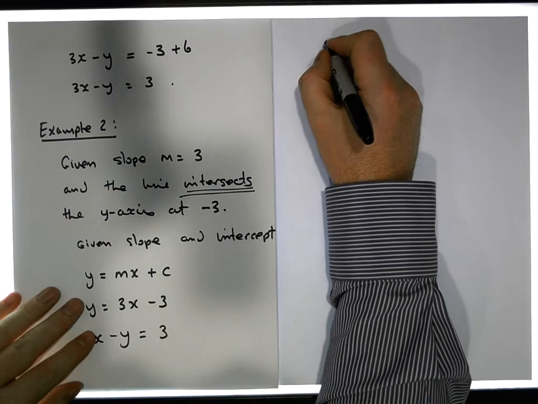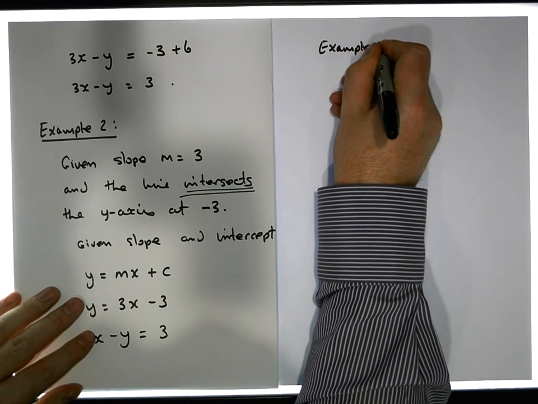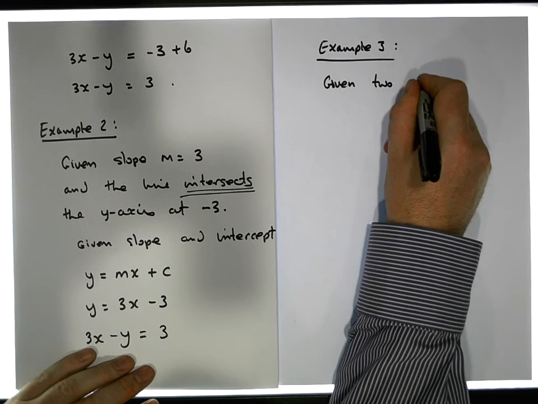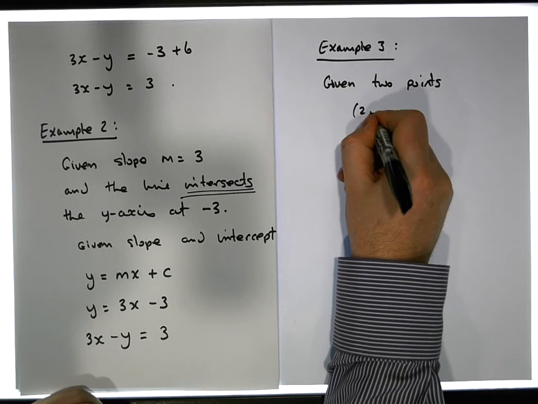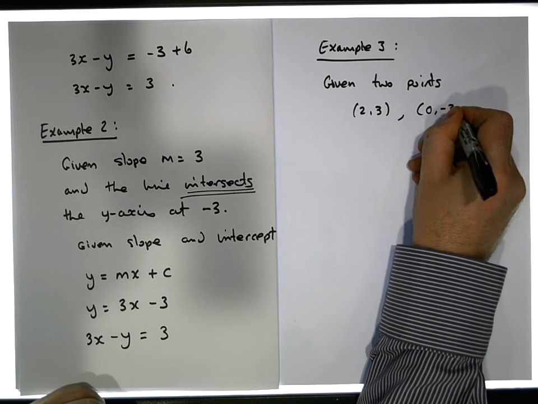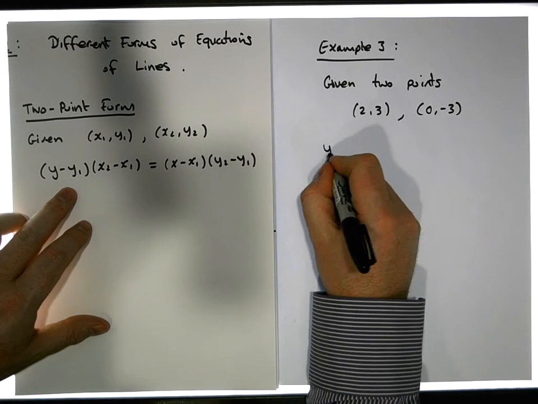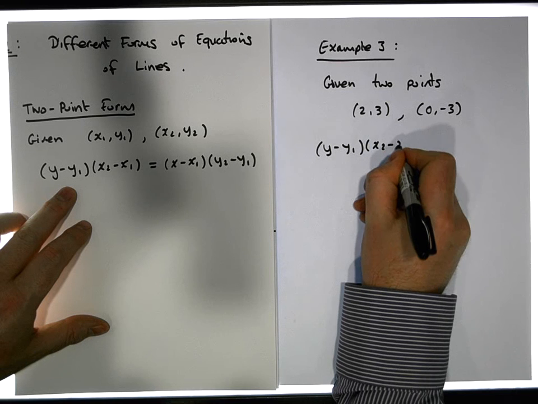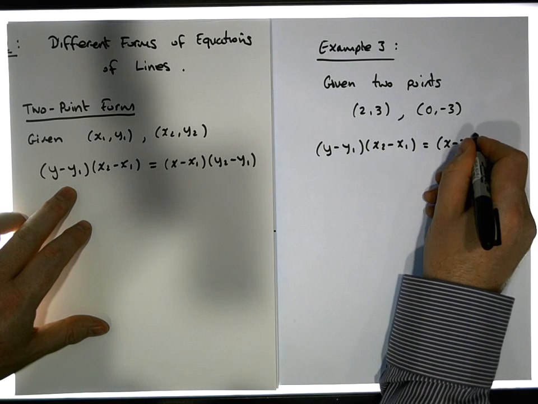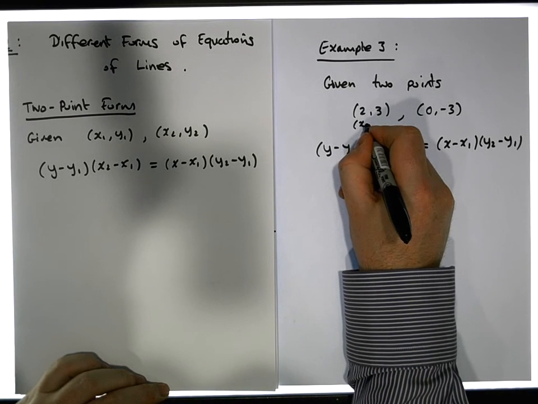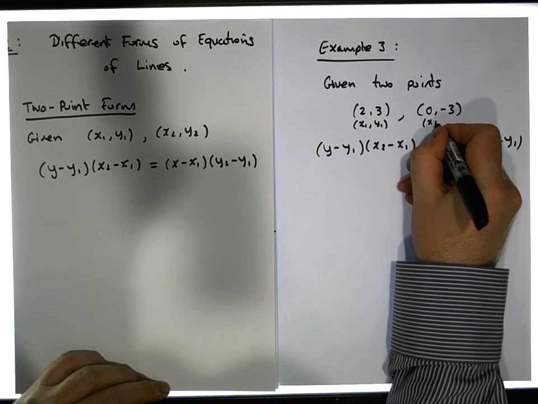So let's say now we're given 2 points. Example 3. We're given 2 points, and let's say the 2 points are 2, 3 and 0, -3. They're on the line. So we know the form of an equation of a line given 2 points. It's y minus y1 times x2 minus x1 is equal to x minus x1 times y2 minus y1. Let's say this here is x1, y1, and this is x2, y2.